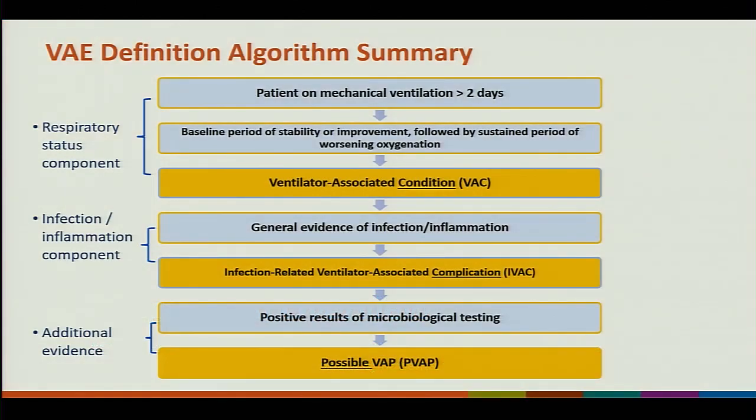Okay, so this slide shows you an overview of the VAE algorithm. You can see there are 3 tiers. There is a respiratory status component, an infection or inflammation component, and finally, additional evidence which indicates a possible VAP. The algorithm is progressive, such that to have an IVAC, one must have already met the VAC criteria, and to have a PVAP, one must have already met the VAC and IVAC criteria.